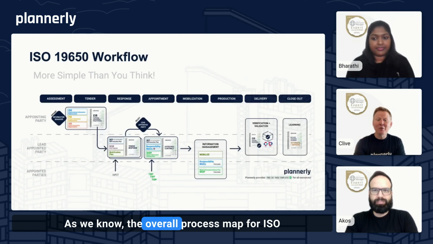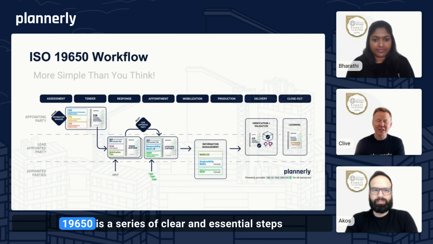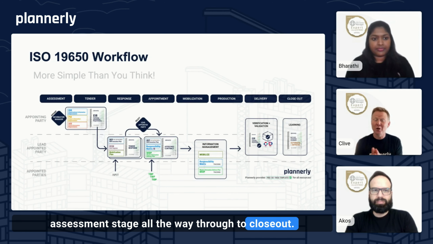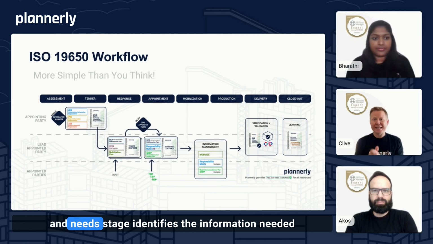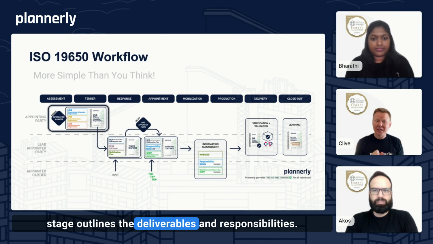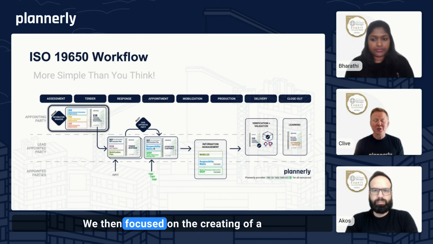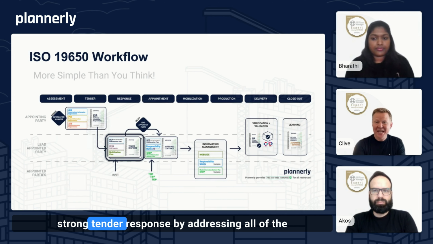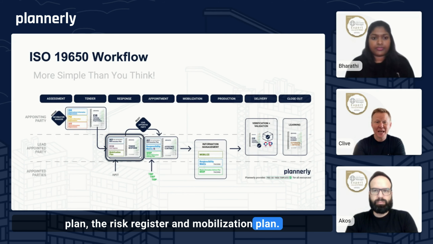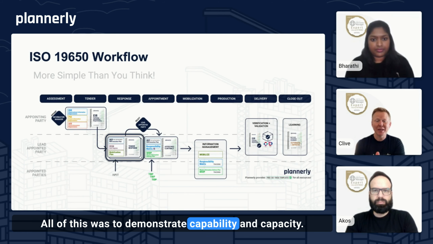As we know, the overall process map for ISO 19650 is a series of clear and essential steps that guide us from the project initiation at the assessment stage all the way through to closeout. We've already looked at how the assessment and needs stage identifies the information needed to meet the project goals, and also the invitation to tender stage outlines the deliverables and responsibilities. We then focused on the creating of a strong tender response by addressing all of the key requirements, including the pre-appointment BIM execution plan, the risk register and mobilization plan. All of this was to demonstrate capability and capacity.